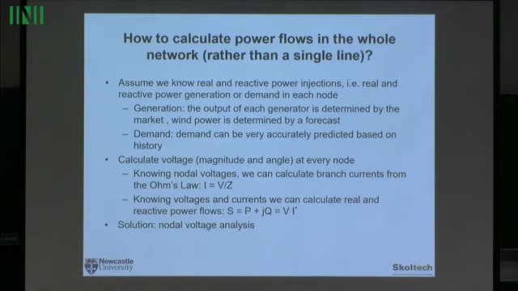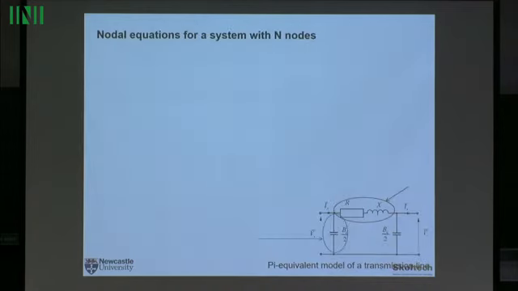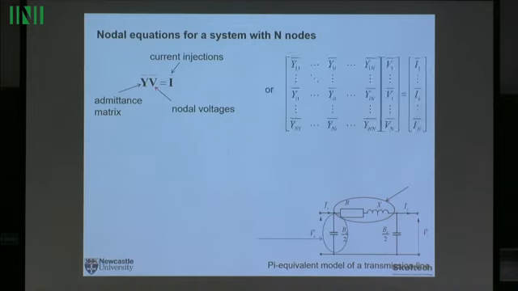The solution to that problem is the so-called nodal voltage analysis. If this is the equivalent circuit of the network, then the nodal admittance matrix multiplied by the nodal voltages must be equal to the current injections. Sorry, forget about this for the moment. This is the nodal admittance matrix, which combines all the information about the network. These are the nodal voltages, and these are the current injections, meaning how much current you inject or withdraw from the network. Everything here is a complex number.